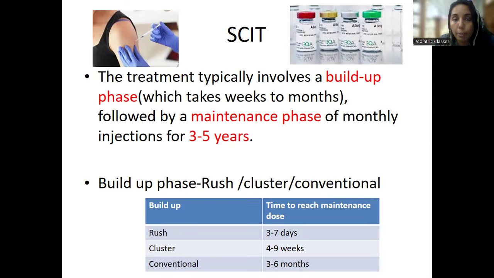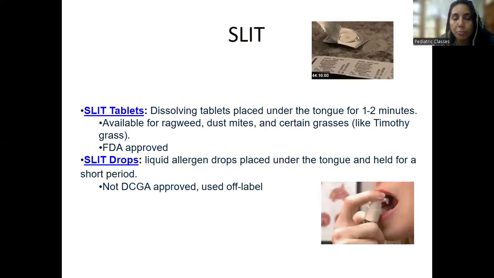And in conventional therapy, we start very slow. We give 1 injection or a maximum of 2 injections in a week. Then you build up and reach the dose. Suppose on Monday you give 1 dose, and on Thursday you give another dose. So only 2 doses, whereas in a cluster, on Monday itself, we will give 3 doses with a gap of 1 hour. So cluster is different, conventional is different, rush is different. And once you reach the maintenance dose, we need to maintain it. For that, every month we have to take an injection for around 3 to 5 years.